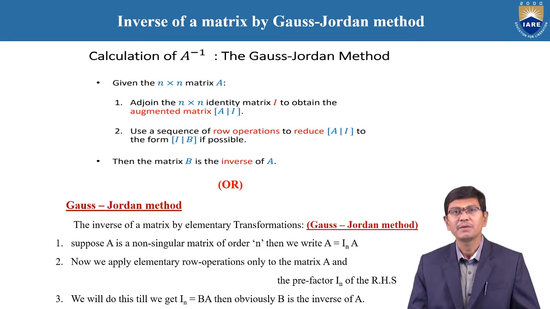By using elementary row operations on the given matrix A, the given matrix is reduced to I, and at the same time, whatever elementary row operations we apply on the given matrix A, the same operations we apply on the unit matrix of order n. The left side is reduced to I, and the corresponding I is reduced to B. Here B is called the inverse of the matrix.